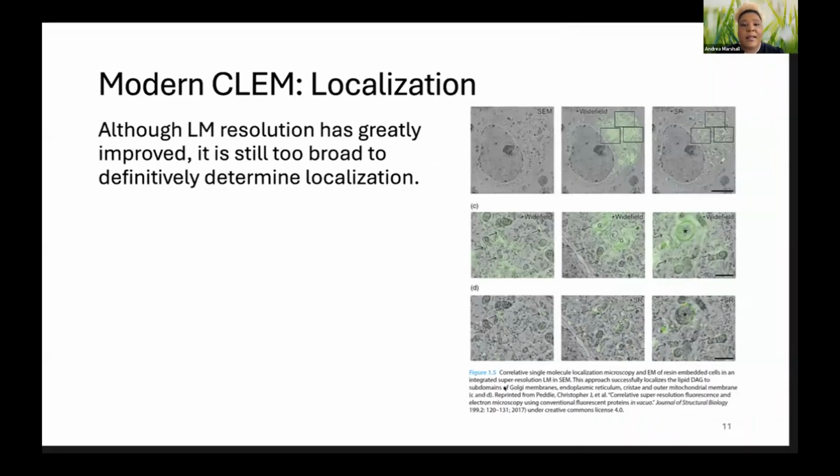And then last but not least, CLIM is also a good way to really confirm localization. Even though the resolution of light microscopy is vastly improved, EM is still the traditional, standard way to prove localization of your protein or chemical of interest. So here is a clip from a paper where they were looking at expression of DAG lipid and localizing it to specific subcellular compartments.